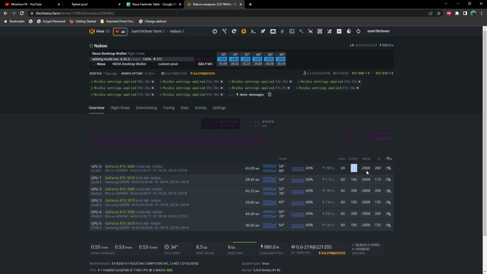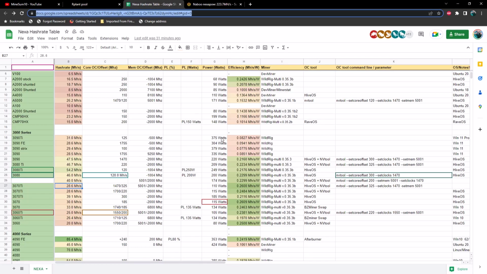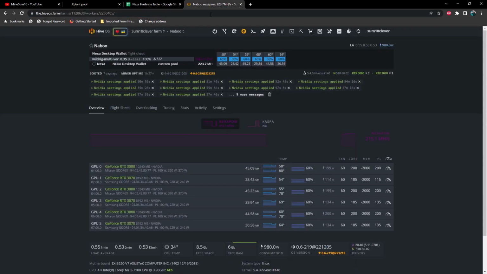You'll notice negative 2000 I have on every single 30 series GPU. I have tried everything that you see in this table here, and for me, negative 2000 is the way to go. I don't know why. I'm not seeing the same hash rates or efficiency as other people that have added to the spreadsheet. But negative 2000, I mean, I've tried, let's say 1950, 1900, 1800, all the way down to 1000.